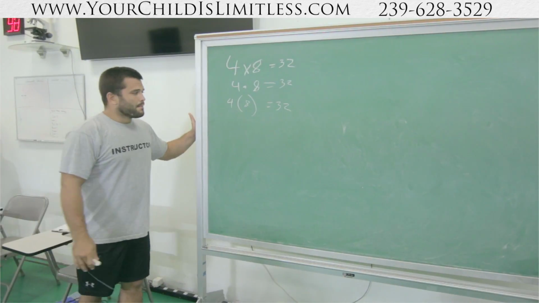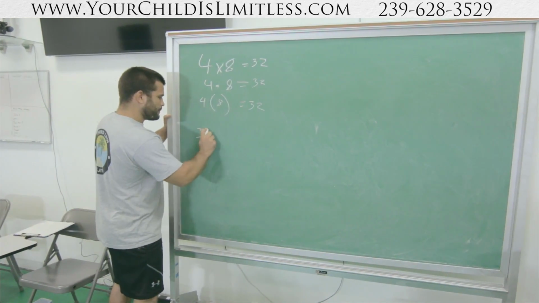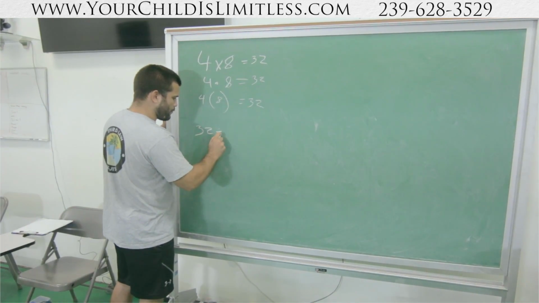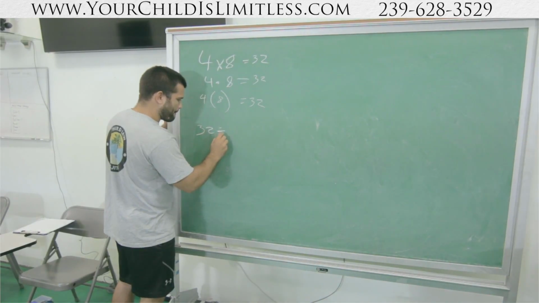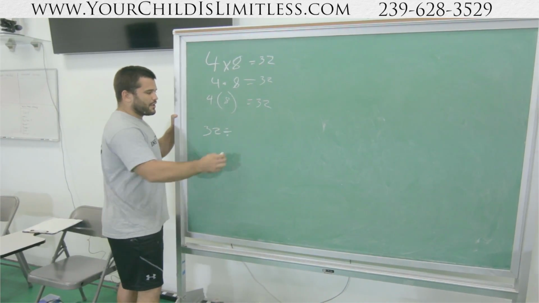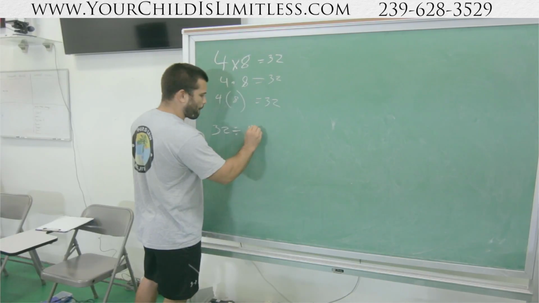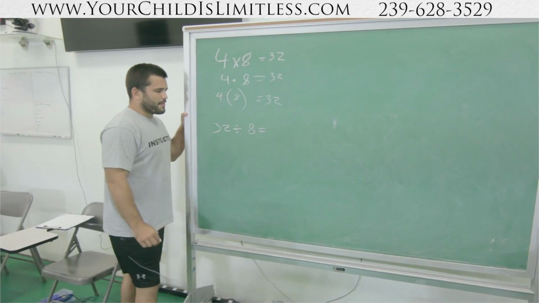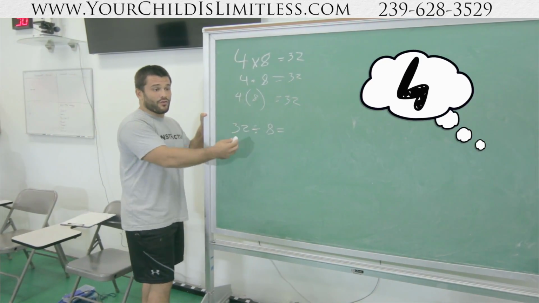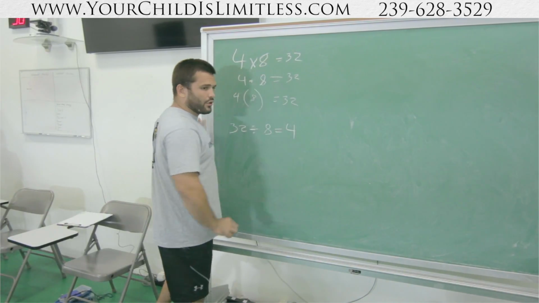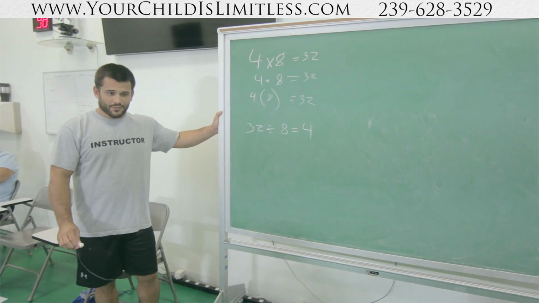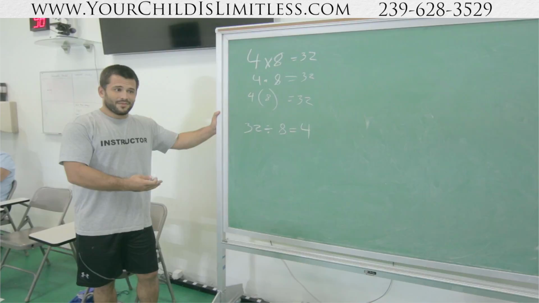Understood? But now if I said 32, what is this symbol right here I'm doing? Division. Divided by 8 equals 4. Obviously, right? And as you guys know, there's different ways to write division.